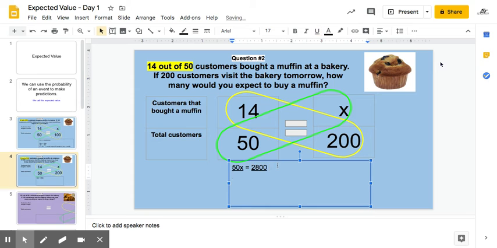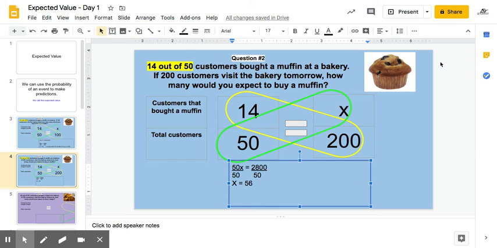If you guys forget to do this, that's okay. Divide by 50 on both sides. Okay, now clean this up. 50x divided by 50 is x. Bring down your equal sign. 2,800 divided by 50 is 56. So we just solved our equation. X is equal to 56.